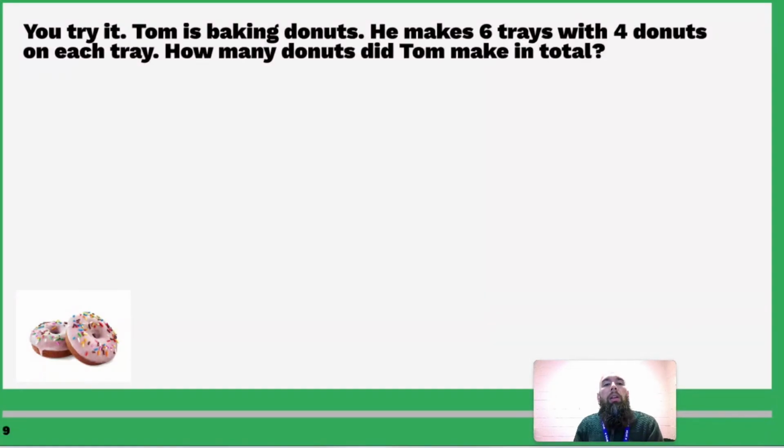You try another one. Tom is baking donuts. He makes 6 trays with 4 donuts on each tray. How many donuts did Tom make in total? Pause the video. Come back when you're ready.